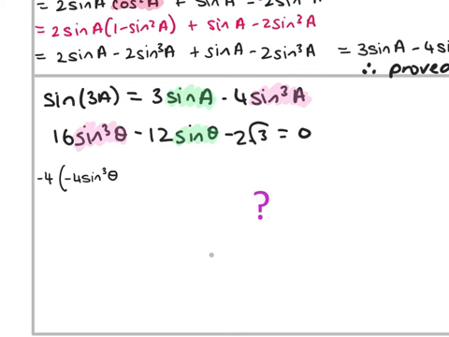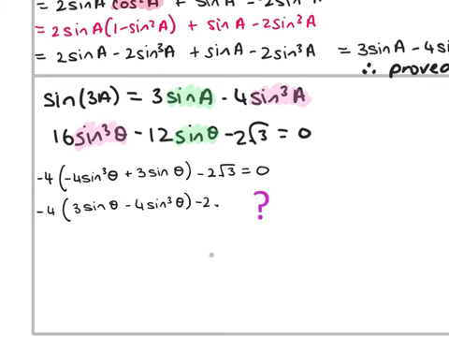And then minus 4 times what is minus 12 sine theta? That is in fact plus 3 sine theta, minus 2 root 3 equals 0. I'm just going to rearrange the inside of this bracket so you can see. You're going to have minus 4 and then 3 sine theta minus 4 sine cubed theta, minus 2 root 3 equals 0. Now, we know that 3 sine theta minus 4 sine cubed theta here can be written as sine of 3 theta. I know, I can't believe it. So, minus 4 bracket sine of 3 theta close bracket minus 2 root 3 equals 0.